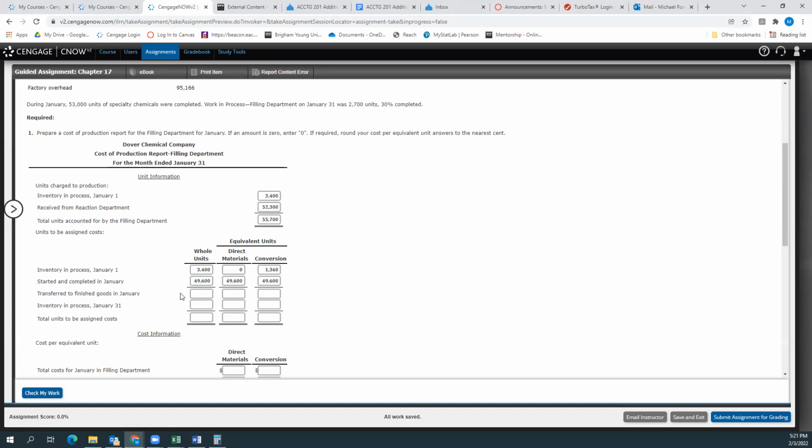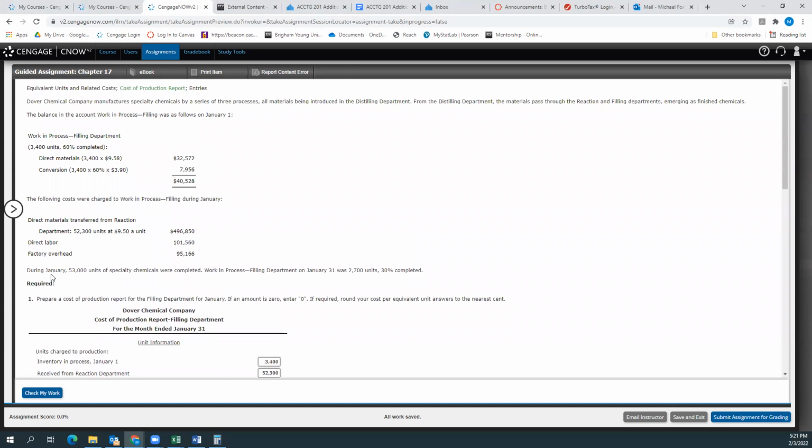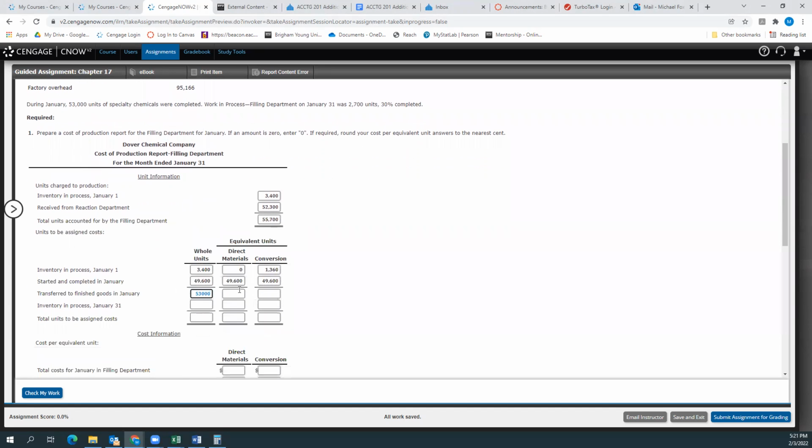So to get transferred to finished goods in January, we're just going to add these up. So our whole units will be 53,000, which matches right here where it tells us that during January, 53,000 units were completed. 49,600 direct materials, that's just 0 plus 49,600. And 50,960, which is 1,360 plus 49,600 conversion.